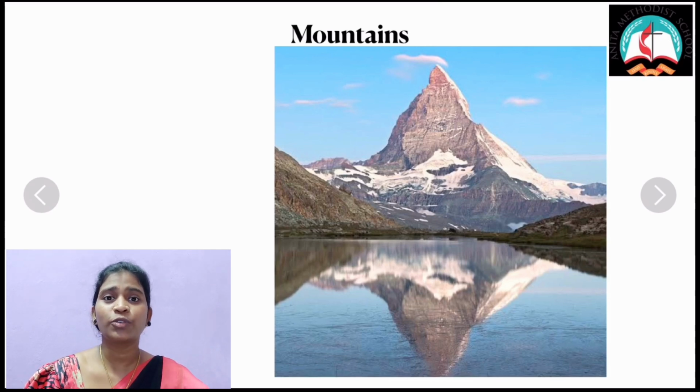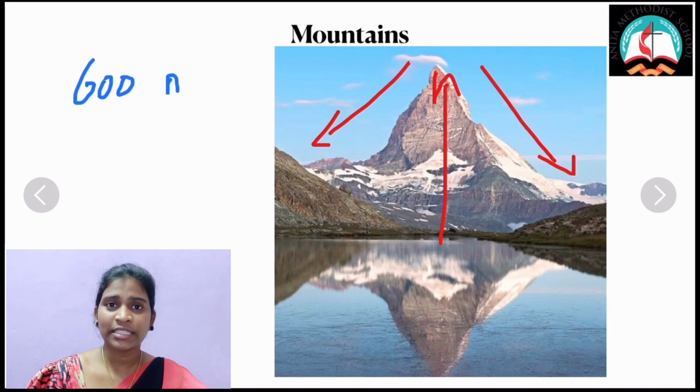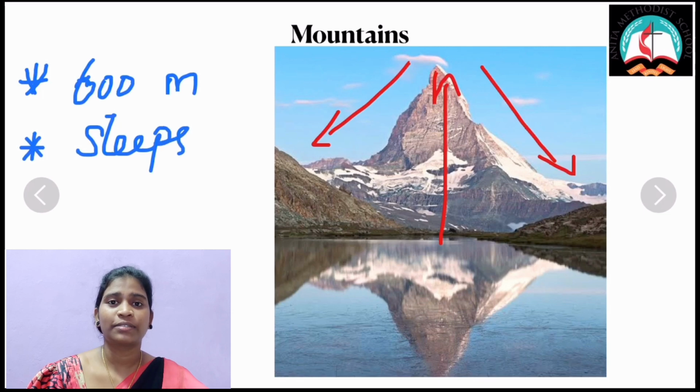So first we'll look into mountains. What are mountains? A landform that rises 600 meters above the sea level is what we call mountains. And that too, it should have steeps on either side. So a mountain has two characteristics. One is it should rise above the sea level at least 600 meters or even more than 600 meters. And it should have steeps.